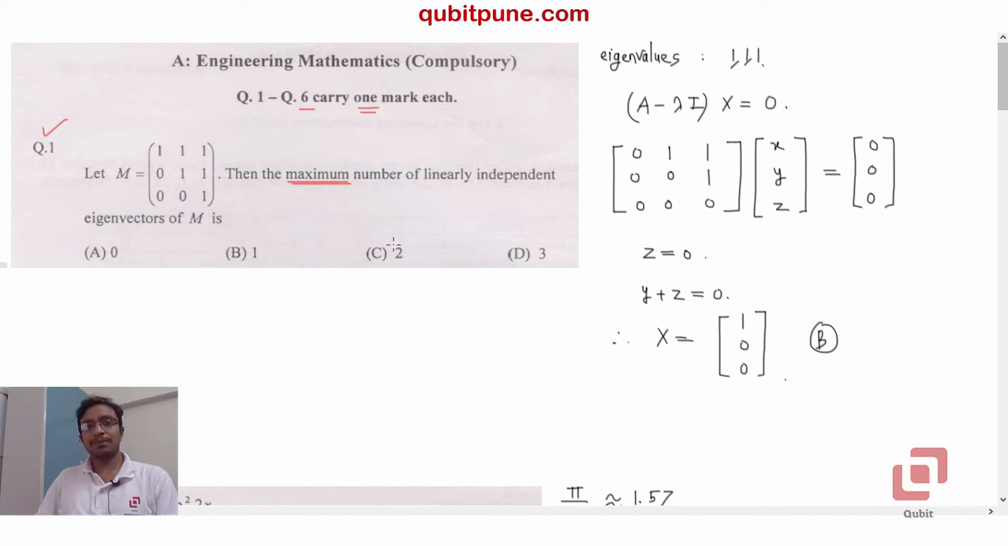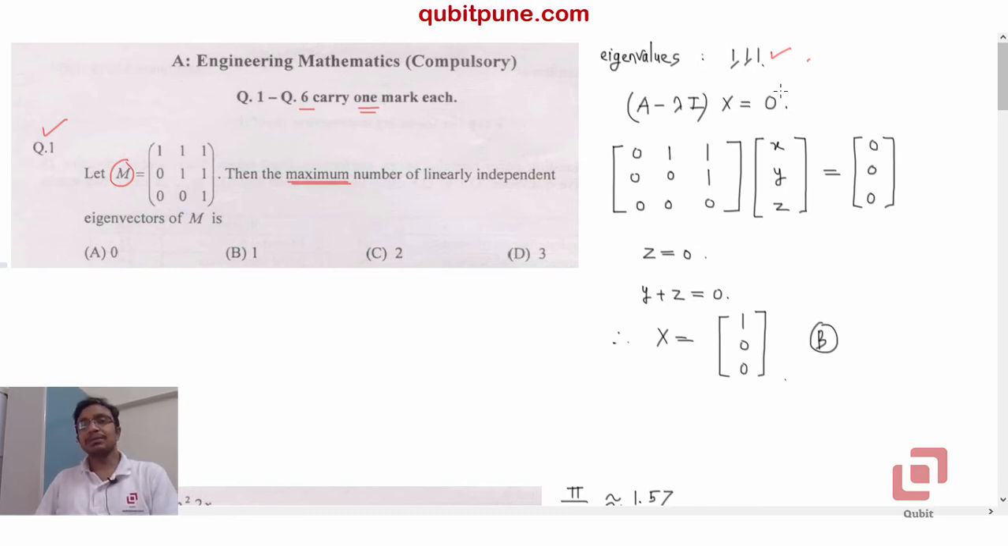Now to solve this problem, we first note that the matrix M is an upper triangular matrix, right? Because all elements below the diagonal are 0, and for such matrices, be it lower triangular, upper triangular or diagonal, the eigenvalues are equal to the diagonal elements, which in this case are 1, 1 and 1. So only one eigenvalue is there and that is equal to 1, but it is not an identity matrix.